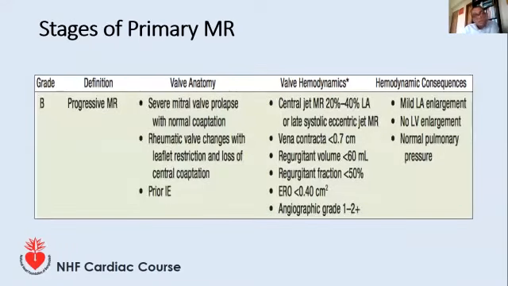In stage B, which is progressive MR, there is a central jet MR of 20% to 40% of the left atrium, or a late systolic eccentric jet mitral regurgitation, vena contracta less than 0.7 centimeter, regurgitant volume less than 60 ml, regurgitant fraction less than 50%, and effective regurgitant orifice less than 0.4 centimeter, and angiographic grade 1 to 2 plus. There is mild left atrial enlargement, though the pulmonary pressure is normal.